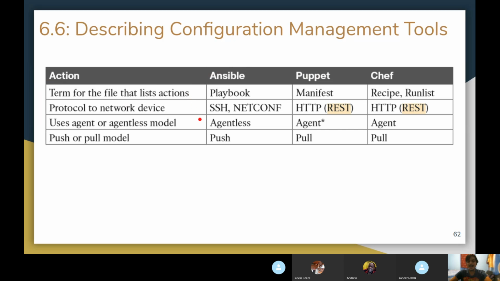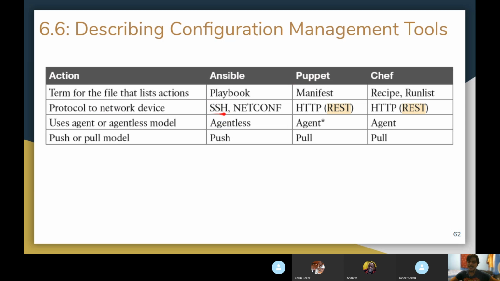So this is a comparison of the various terms that we just discussed. In Ansible, we had the playbook. In Puppet, we had the manifest. And in Chef, we had the recipes and the run lists. This is how we communicate to the network device.